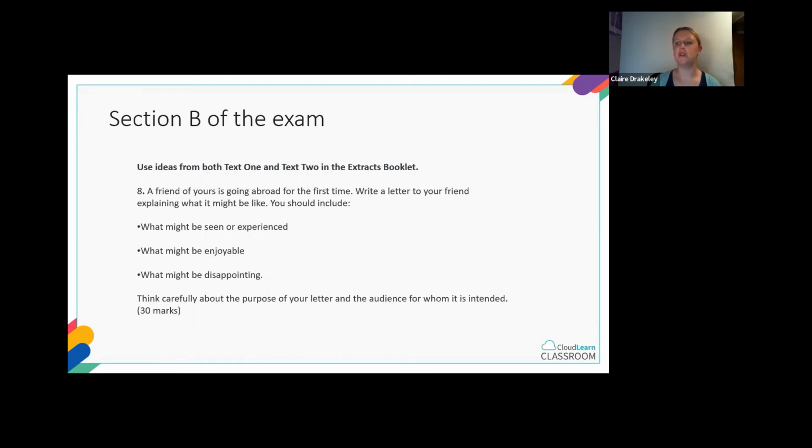So from this question, who can tell me who our audience is going to be when we write this answer in the exam? Who is our audience? Your friend. Yeah, a friend of yours. That is our audience. Well done. And what is the form of the writing that we need to do? What are we writing? A letter, Tabitha? Yeah, we are. We're writing a letter. So it's a letter to a friend. And what's the purpose of the letter? We've got our audience. We need our purpose. What is the purpose?